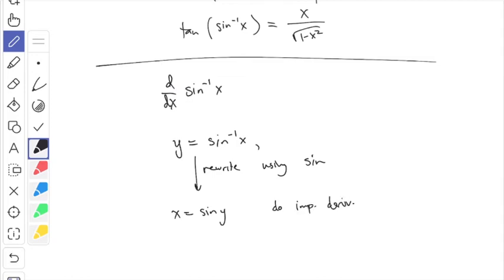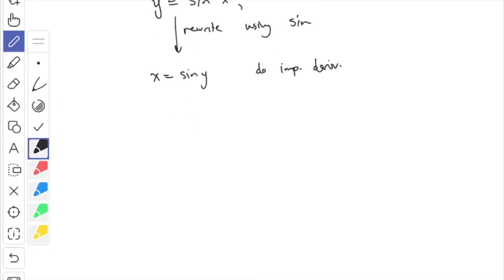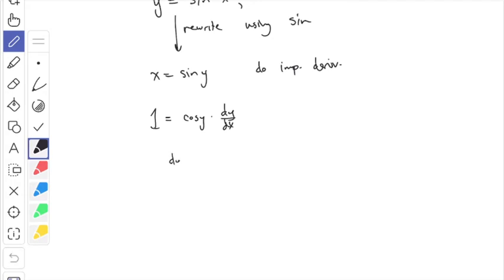That involves taking the derivative on both sides, and then you just have to remember when you take the derivative of something with a y, you've got to multiply times dy dx. So what it looks like here, on the left side I get 1, and on the right side I get the derivative of sine y, which is cosine y times dy dx. All right, this is the implicit derivative. And then you solve for dy dx. dy dx is 1 over cosine y.